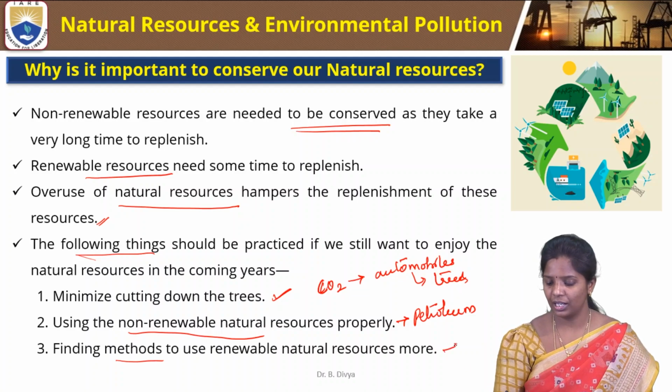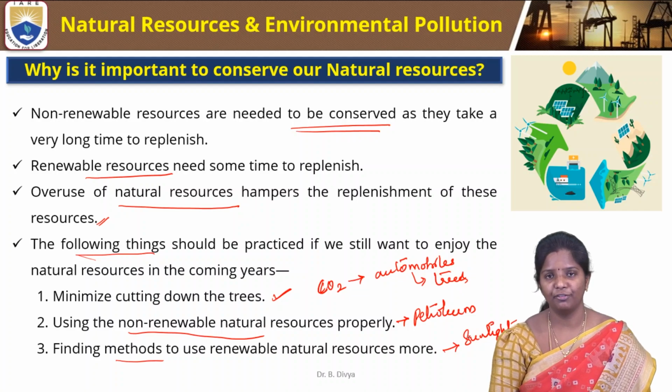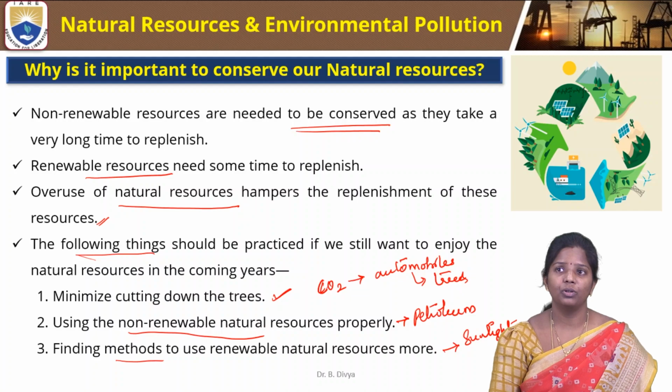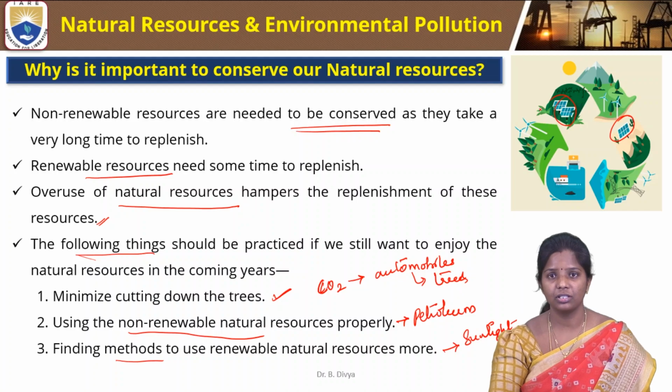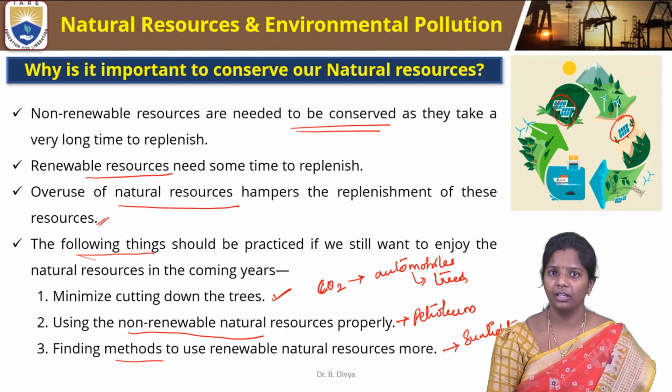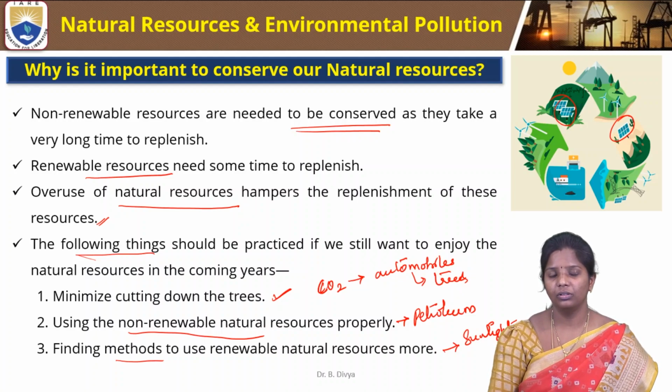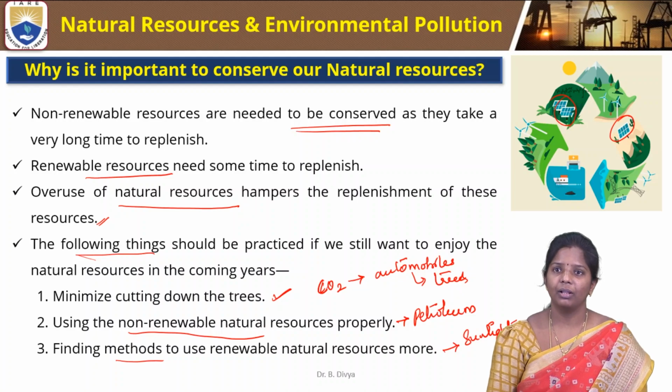Finding methods to use renewable resources more. So for example, we have sunlight. This is the renewable resource. We have a lot of sunlight coming from the sun. One of the best examples is the photovoltaic applications in different automobiles. If we are able to apply solar panels on domestic houses or for automobiles, the use of renewable resources will increase. It means that will cut down the use of petroleum, that is the fossil fuels also, so that the renewable resources will be in more use and it will be better for the environment also.